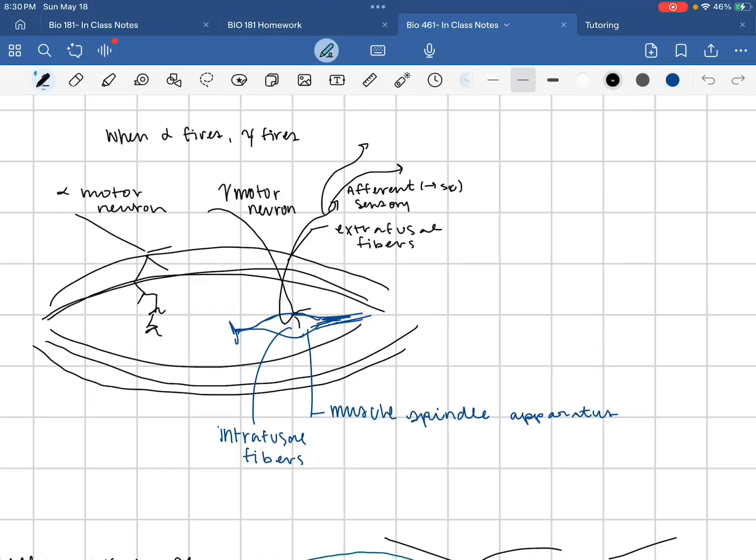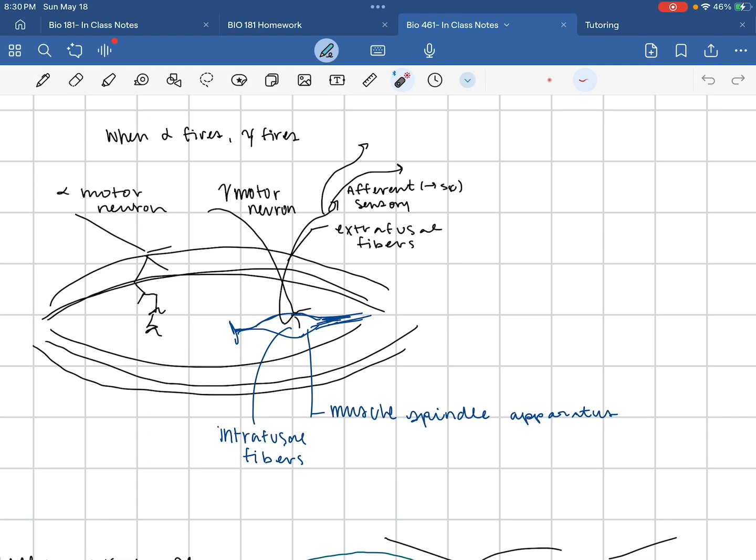Alright, it's the same day, it's just not 2 a.m. It's actually 8:30 p.m. and I'm doing this now. So we have a muscle spindle. The fact that I have to re-explain all of this again is pissing me off.